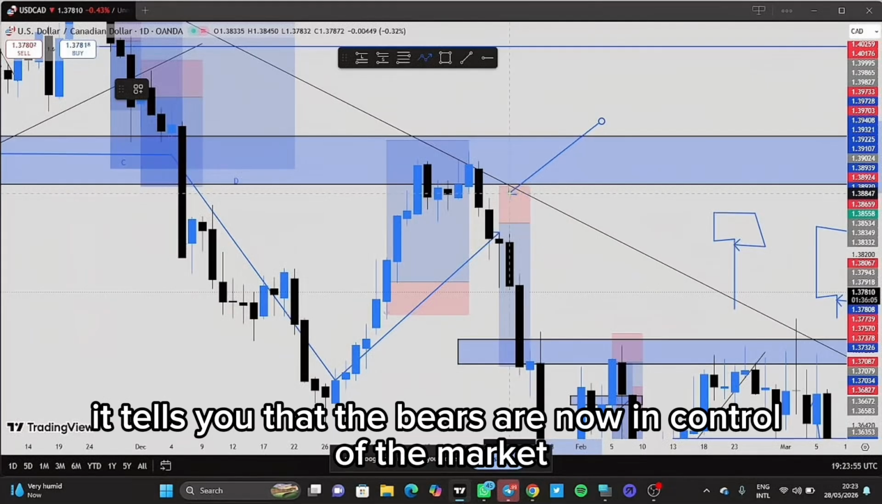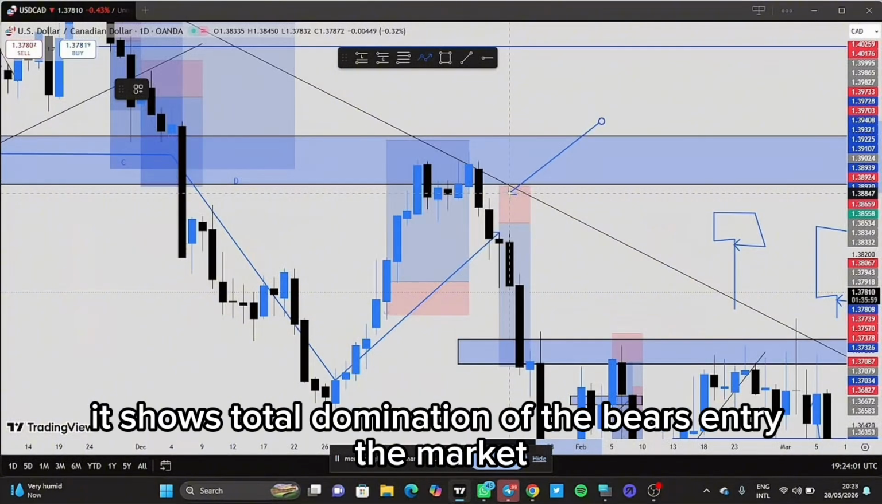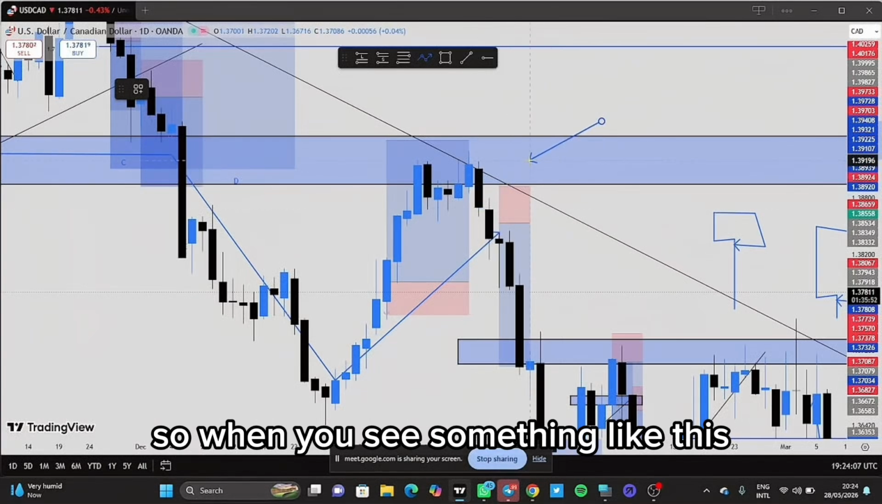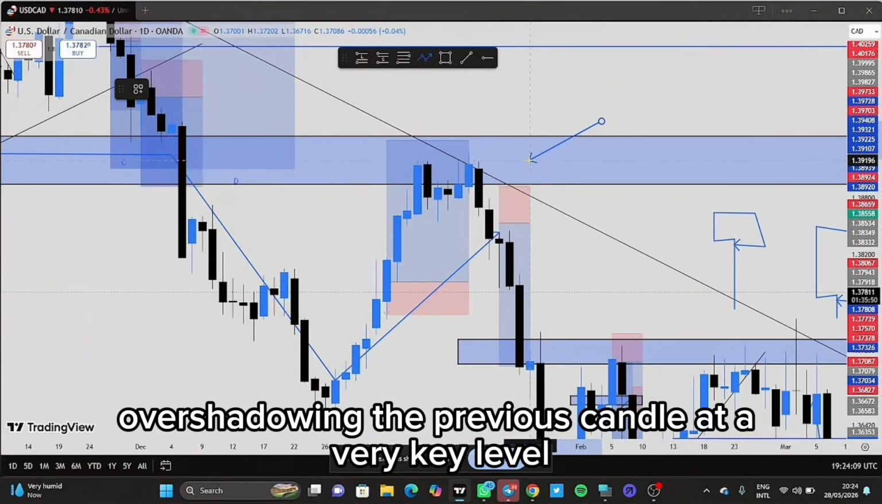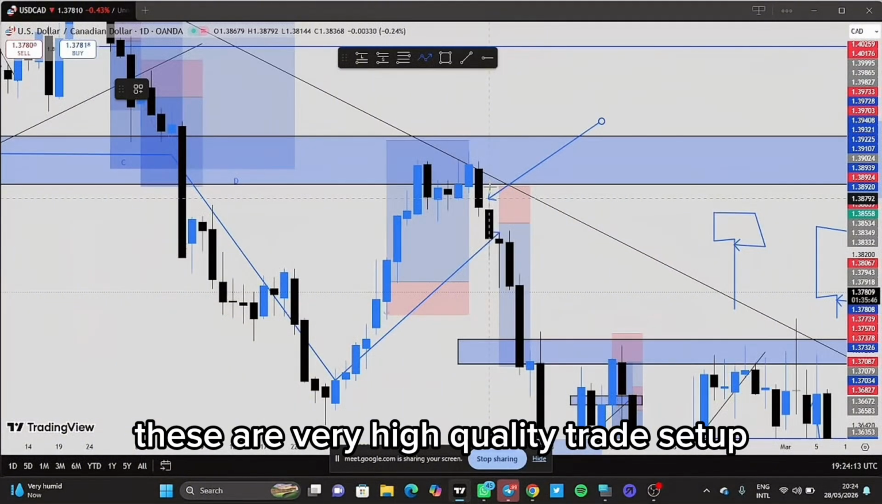It tells you that the bears are now in control of the market, that the sellers are ready to dominate and push the market. It shows total domination of the bears entering the market. So when you see candles like this overshadowing the previous candle at a very key level, you should not joke with this kind of trade. These are very high quality trade setups.